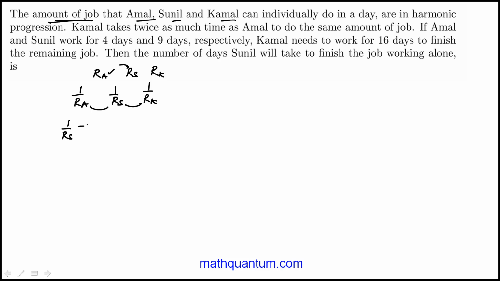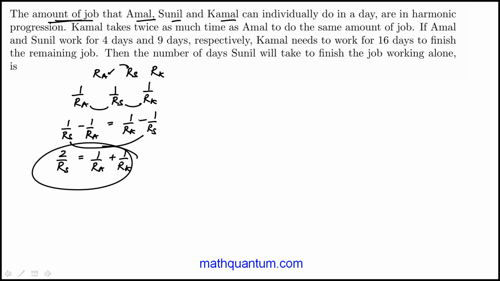What that means is that difference is this, and 1 over RK minus RS. And you'll see if you rearrange this, combine those two terms, this is that harmonic mean that you may have seen earlier. So that's the relationship between the rates that comes from the first sentence. Now, we're told that Kamal takes twice as much time as Amal to do the same amount of job. So that means that the rate of Kamal is half of that of Amal.